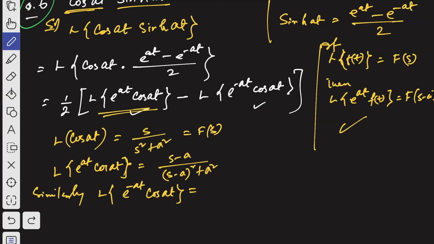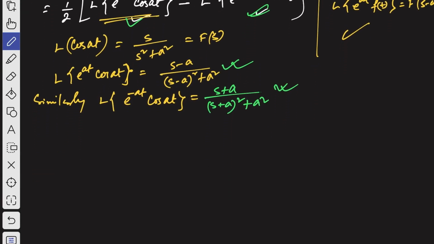So let me clean this first. Okay, so now we will get s plus a by s plus a whole square plus a square, that's what we will get. So now let us use these two values here, then what you will get. So let me scroll down the page. So therefore Laplace transformation of cos at sine hyperbolic at is given by half.